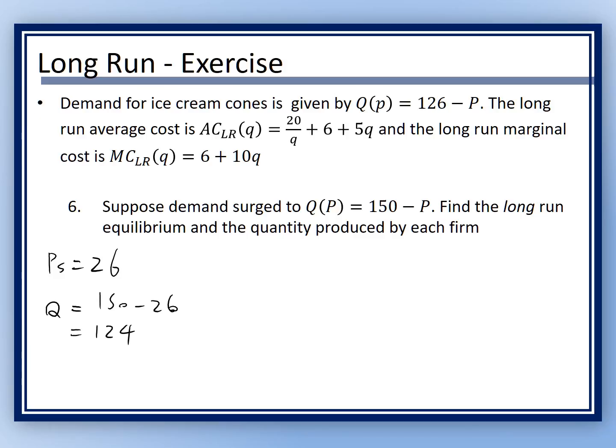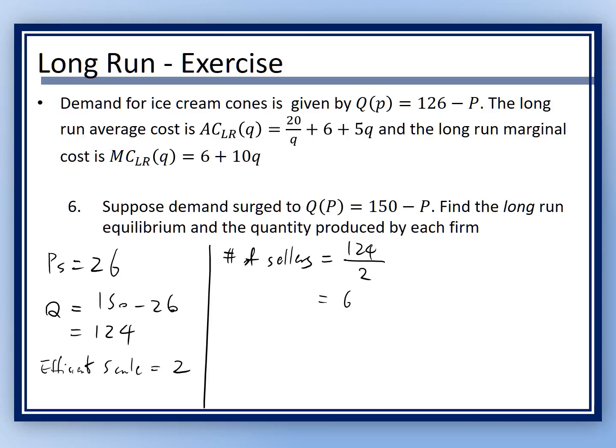Efficient scale is 2, right? So when each seller has to become as efficient as possible, they all produce 2. So the number of sellers is going to be 124 divided by 2, which is 62. So the number of sellers has gone up. Previously, we had 50 sellers. Now we have 62 because the demand is higher. The price goes back down.